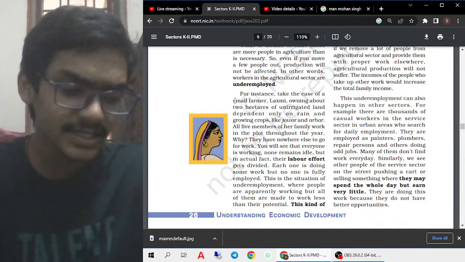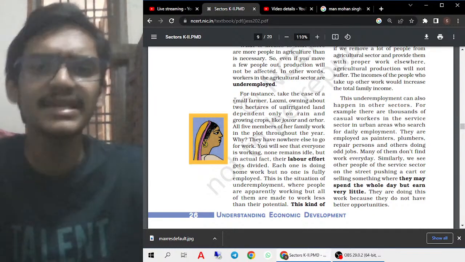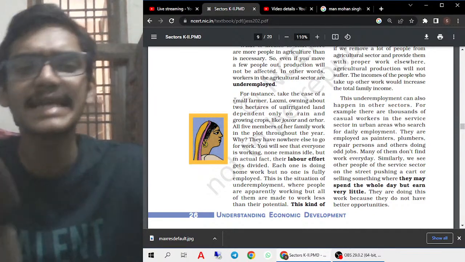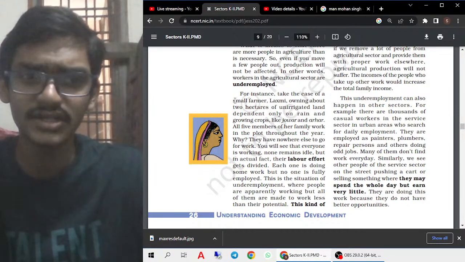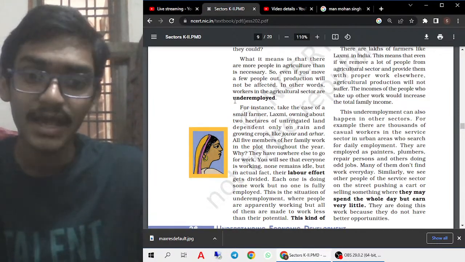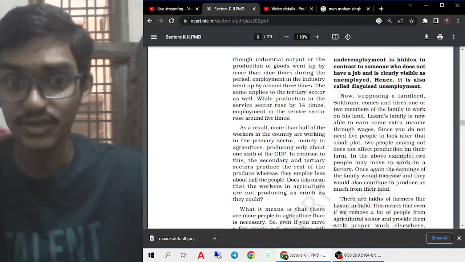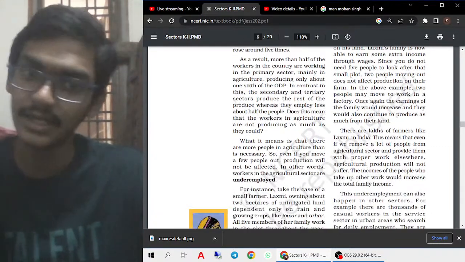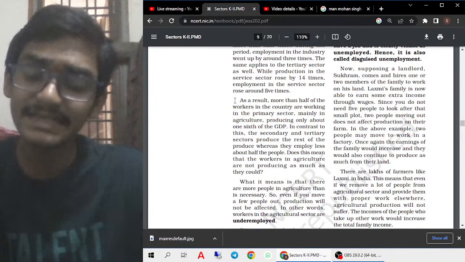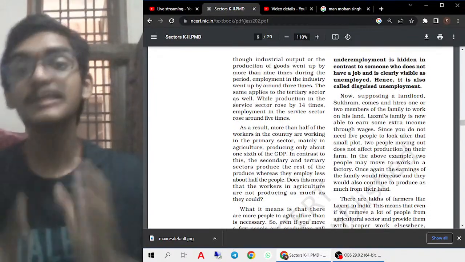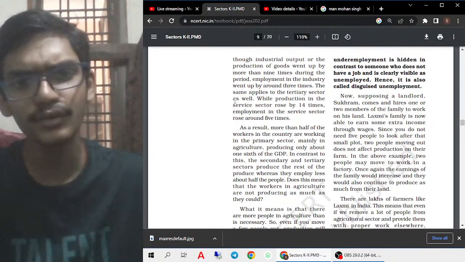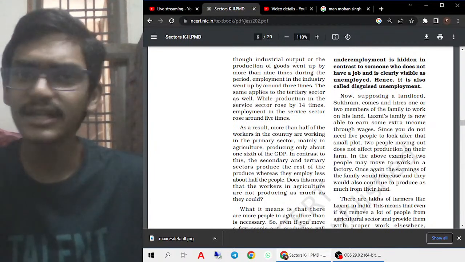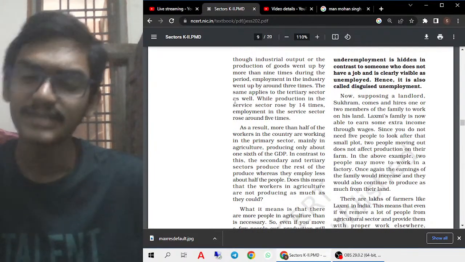And many people feel that the primary sector is a very easy process, wherein they can easily get employment opportunities and everything. And there is also another kind of situation, that is underemployment or disguised unemployment. So what is this disguised unemployment? Wherein people seem to work, but they are not actually helping in the development or increasing the production. They only seem to work.